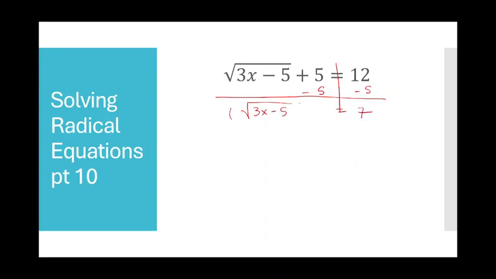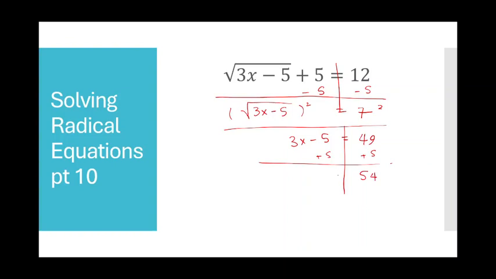Now we can square both sides of the equation, and we're going to have square and square root cancel. We have 3x minus 5 on this side and 49 on the other. Adding 5 to both sides, we're at 54 and 3x. And when we divide that, we're at 18.